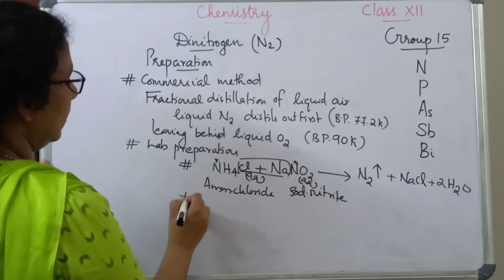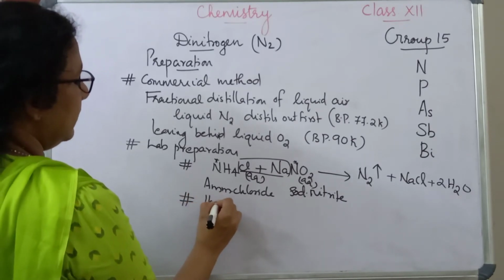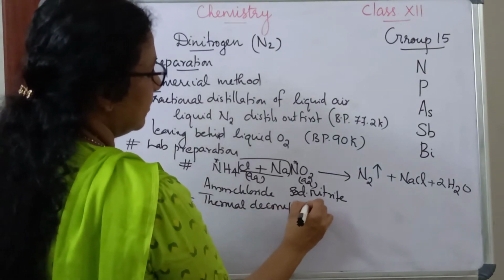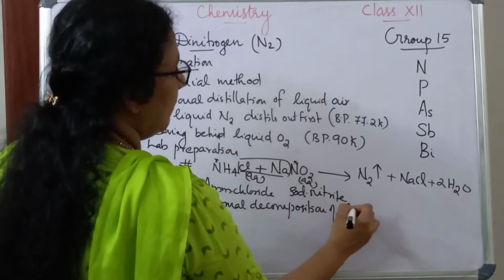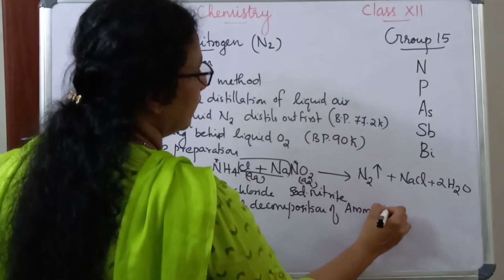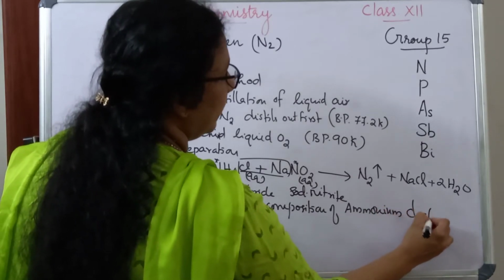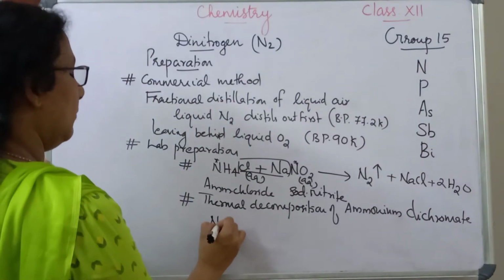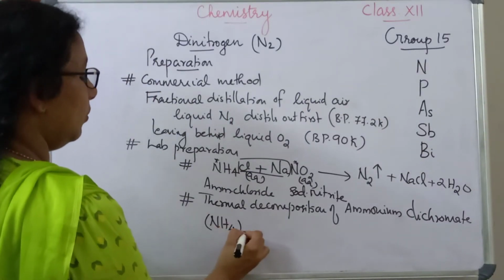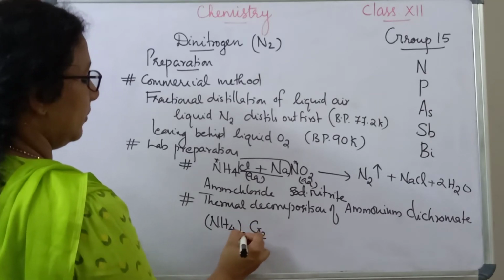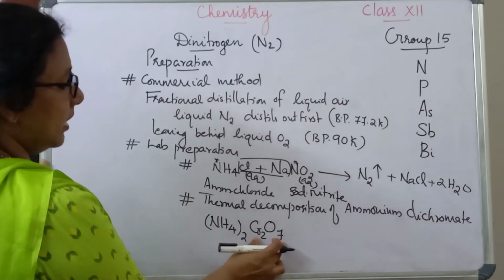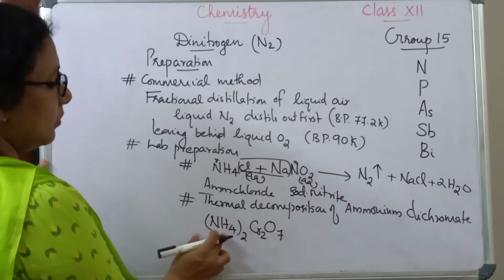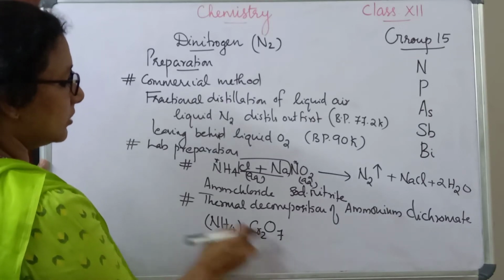Then the next laboratory method is thermal decomposition of ammonium dichromate. So the formula of ammonium dichromate is (NH4)2Cr2O7. Cr2O7 has valency 2 and ammonium has valency 1. So the formula will be (NH4)2Cr2O7.